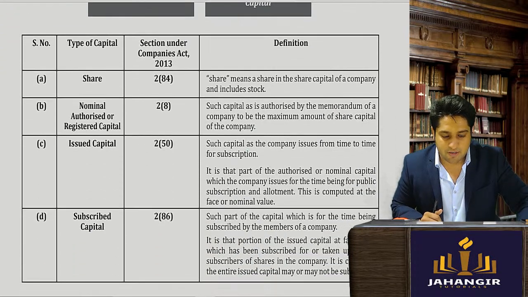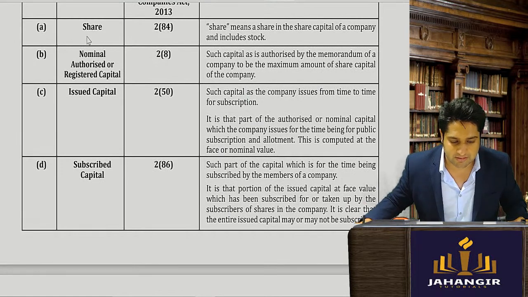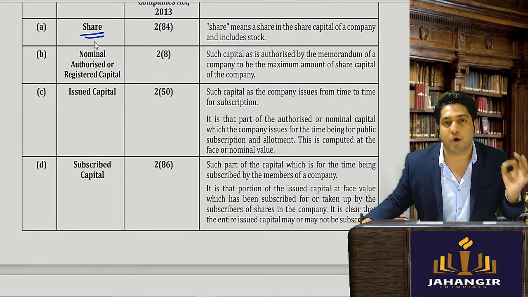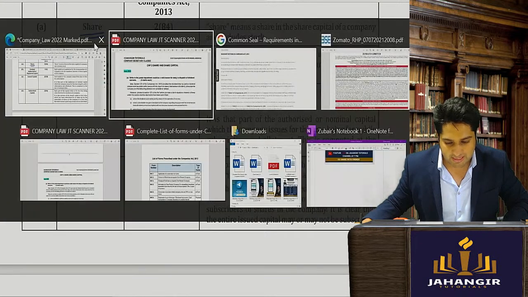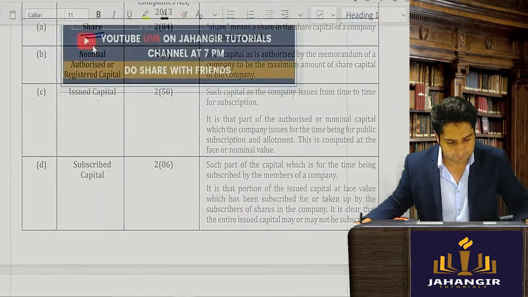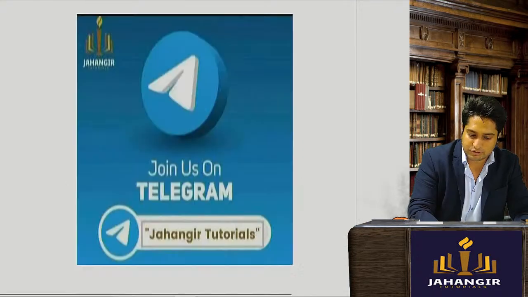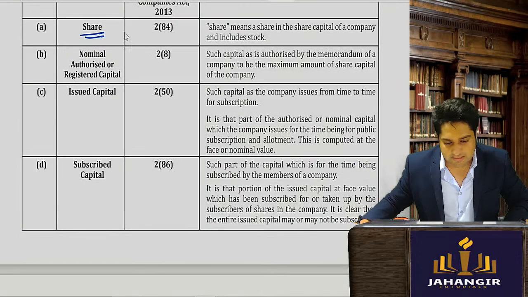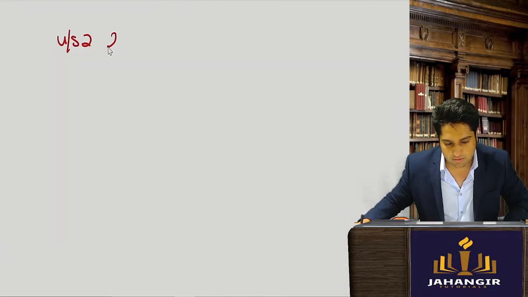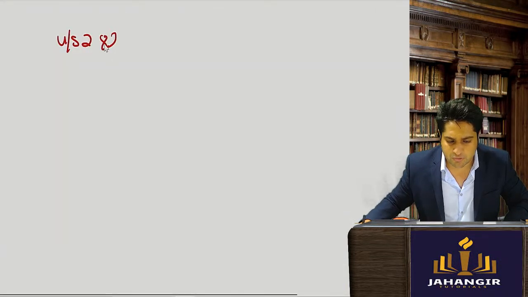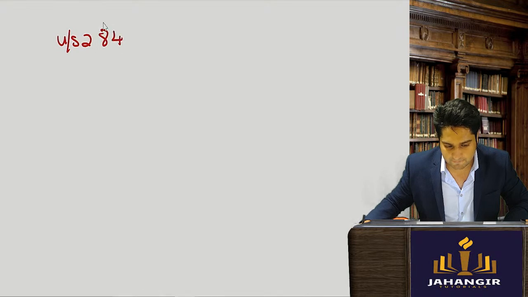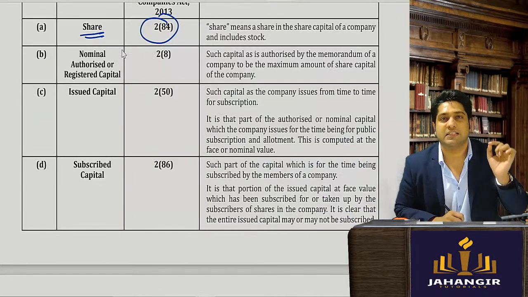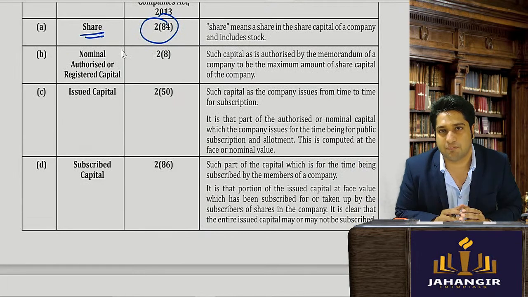Now, the very first is what do you mean by the term share. So all of your important sections I want you all to take and write down with me. The very first thing is, what do you mean by the term share? You can take section 2, subsection 84, which defines the term share. Share means a share in the share capital of the company.